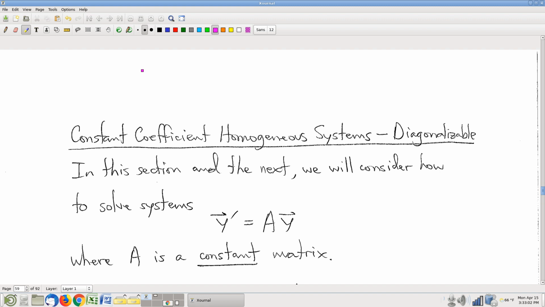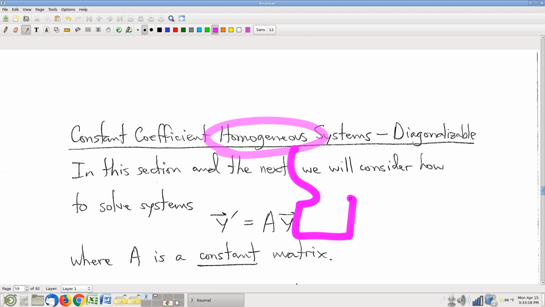Well, here we are again, Chapter 6. We spent the first section talking about tools and laying the groundwork, strategy, that kind of thing. And here we are now, we're going to look at the homogeneous case. Remember that homogeneous means that there's nothing there. There's no G. And we're going to talk about how to solve these kinds of systems.